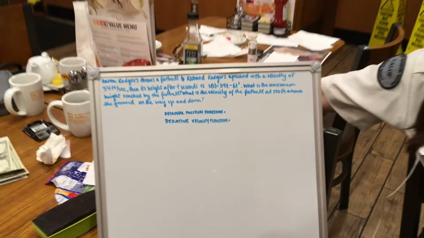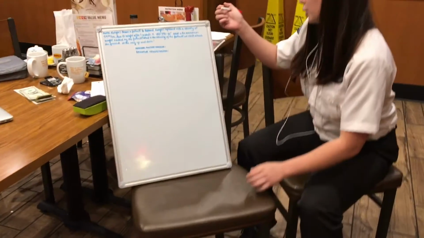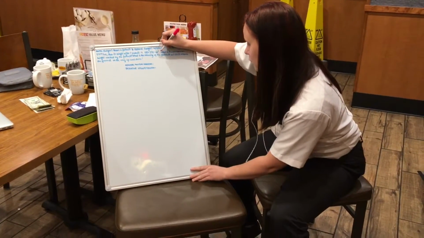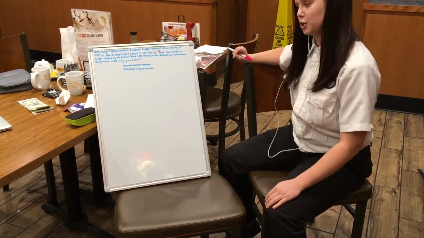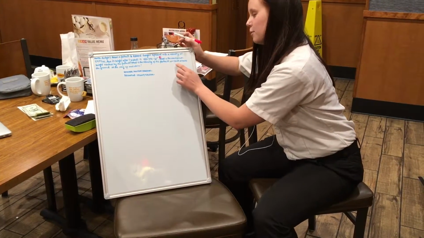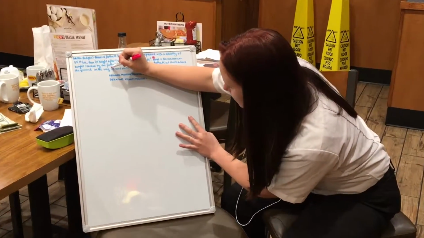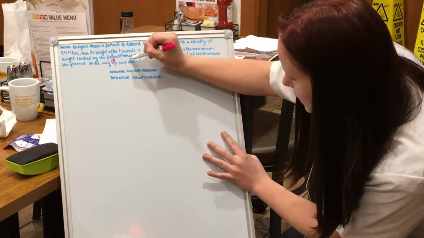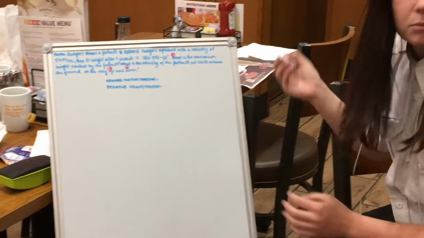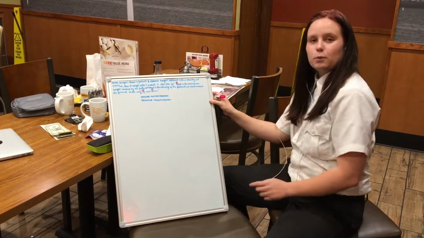All right. So if you look at the problem, we're going to split this up into 3 separate questions. A, what is the maximum height reached by the football? B, what is the velocity of the football at 120 feet above the ground on the way up? So on the way up is going to be our part B, and on the way down is going to be our part C. All right? So I have this set up here, what we're looking for.